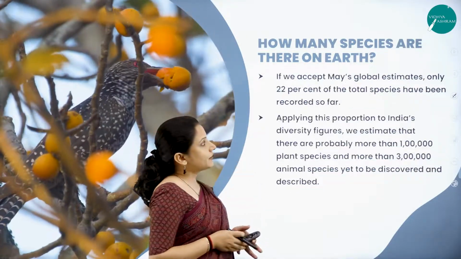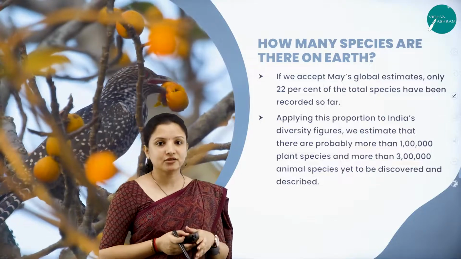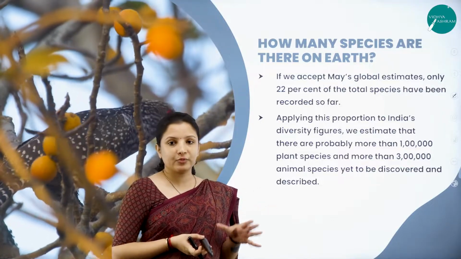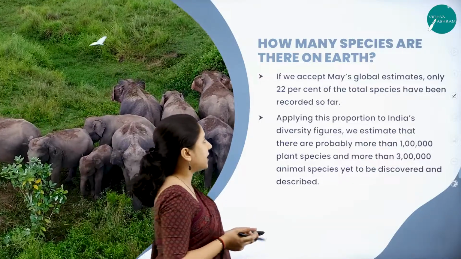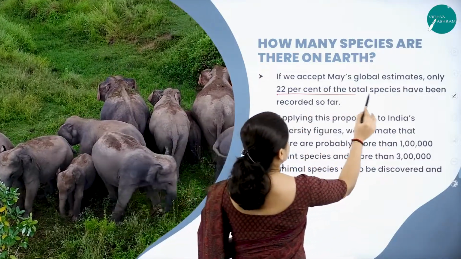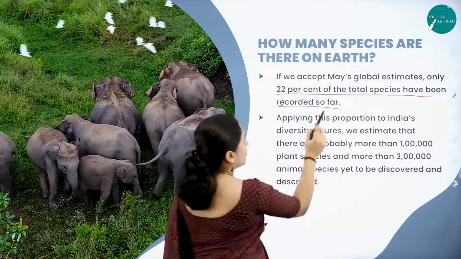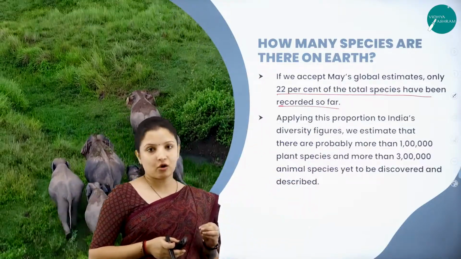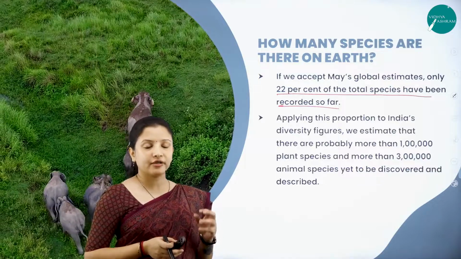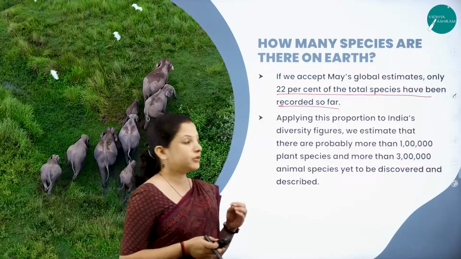And if we accept May's global estimate, that is Robert May, he put a global estimate, right? So, if we accept his global estimate, only 22% of the total species have been recorded so far, and the remaining is yet to be recorded. Still, it has not been recorded, or data of it is not available properly.